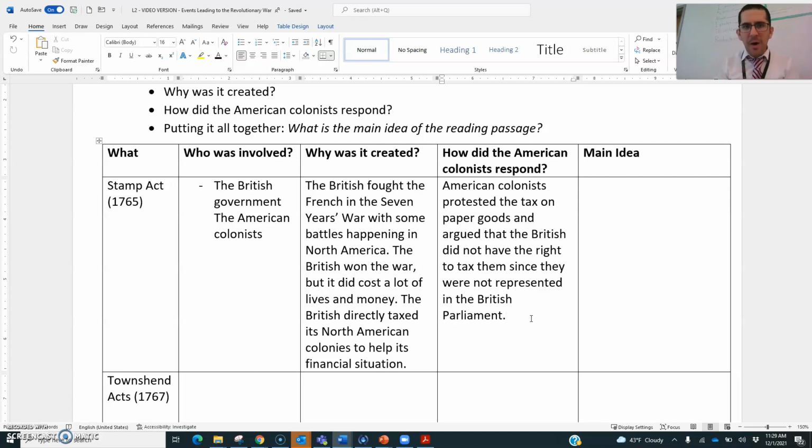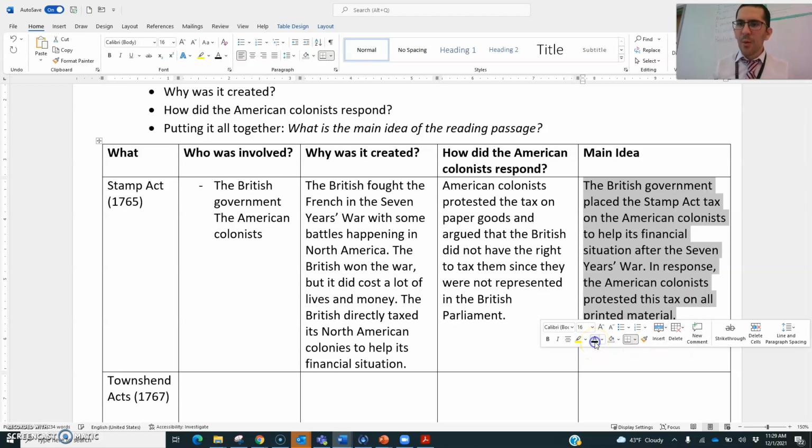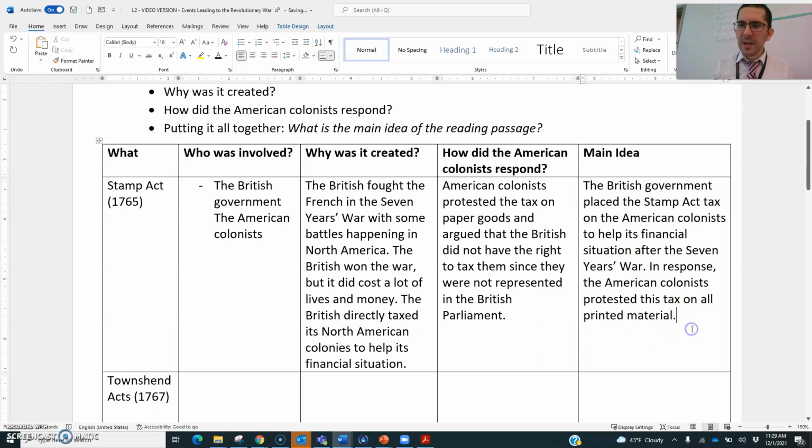Okay, so now that we have these three questions answered, that brings us to the main idea. Remember, the main idea should be about 1 to 2 sentences in length. Well, the main idea we have over here: the British government placed the Stamp Act tax on the American colonists to help its financial situation after the 7 Years' War. In response, the American colonists protested this tax on all printed material.